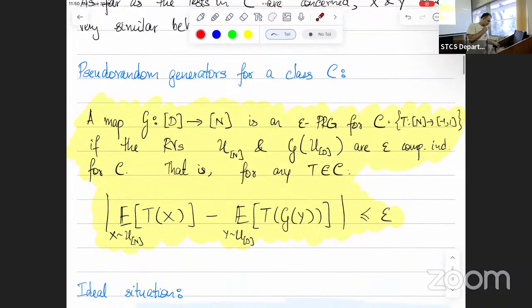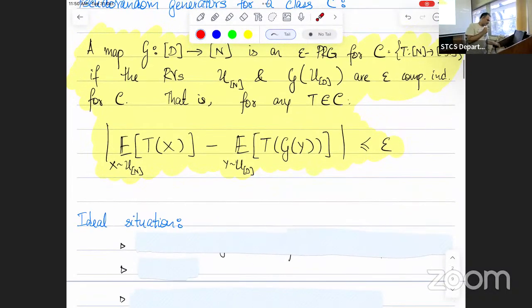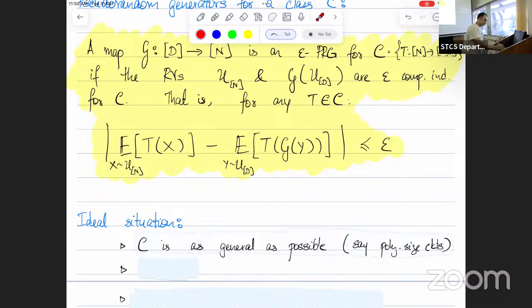All right. So now that we have the definition, let's look at an ideal situation. What would we like? We have come up with some definition. What are properties that we would want from these generators, qualitatively? The first thing is, I want whatever circuit class C that I'm dealing with to be as general as possible, because I would like to fool larger and larger classes. I want to fool more and more complicated tests.